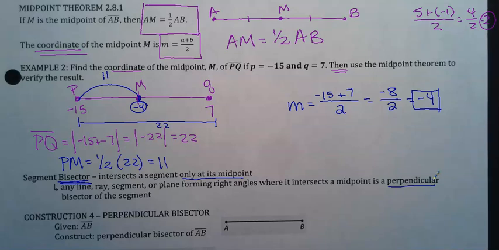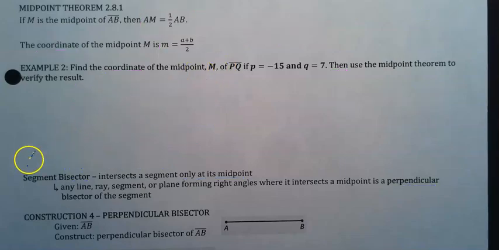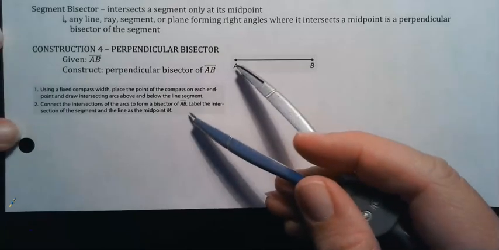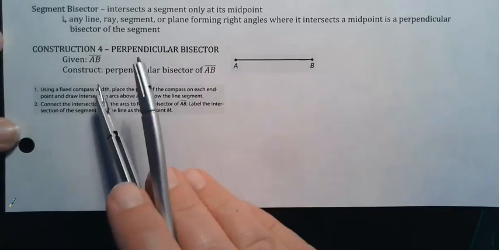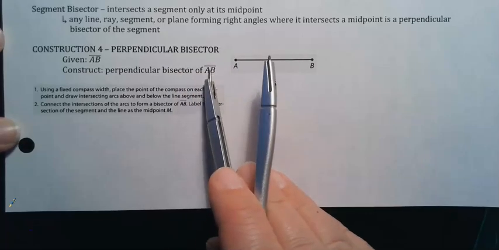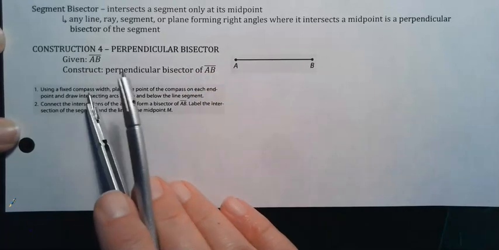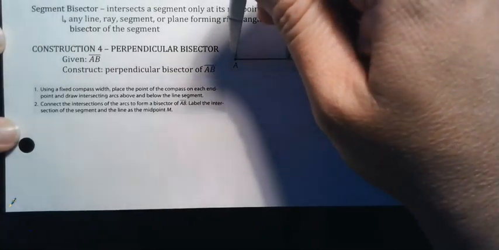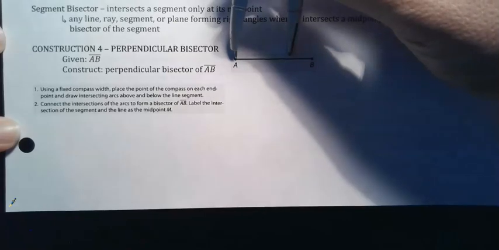Then we're going to do a construction. So you need to get out your compass and your straight edge right now so we can look at those. I'm going to clear this while you get those out and ready. To make this construction of your perpendicular bisector, we're given AB, and we're supposed to construct a perpendicular bisector of segment AB. It says using a fixed compass width, so we're just going to pick a width for our compass that's smaller than this. Any fixed width works.